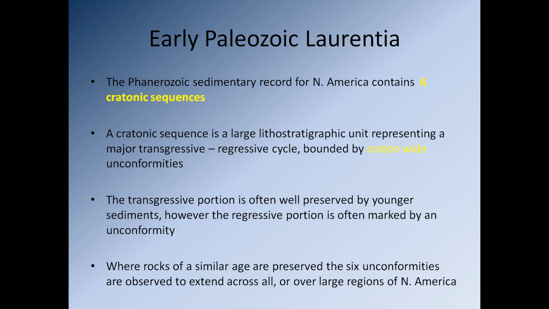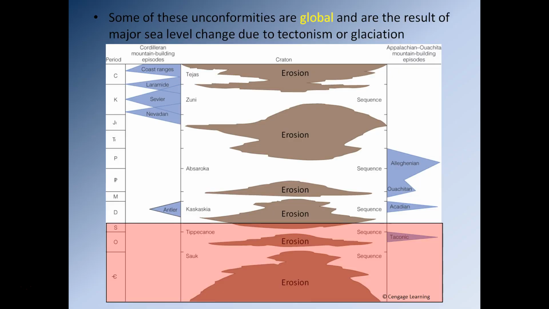So where rocks of similar ages are preserved, the 6 unconformities are observed to extend across very, very large portions of North America. Some of these unconformities are actually global. We see these unconformities with large areas of continental crust being exposed at the same time globally. So these changes are of course due to sea level changes due to tectonism or glaciation. They will obviously have a global implication.